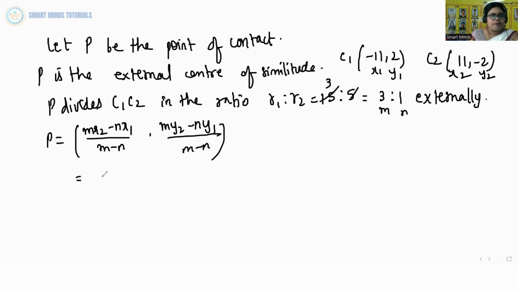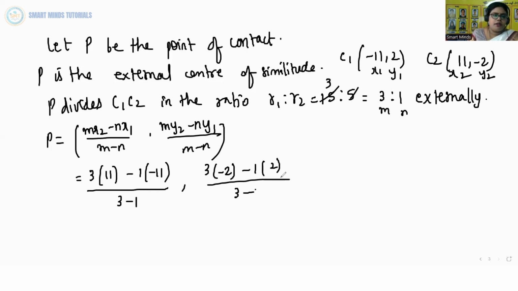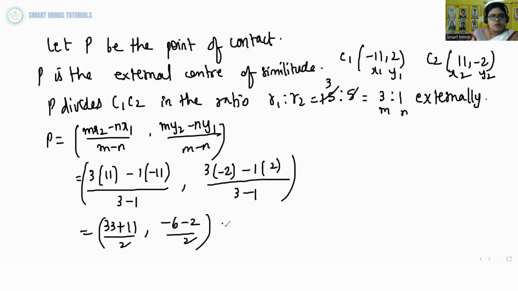So what is m? 3. 3 into 11 minus 1 into minus 11 by 3 minus 1, comma 3 into minus 2 minus 1 into 2 by 3 minus 1. So that is 33 plus 11 by 2, minus 6 minus 2 by 2. So that is 44 by 2, minus 8 by 2. So the point of contact is 22 comma minus 4.